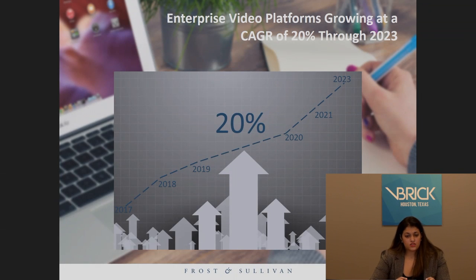We will see this growth largely driven by large enterprises in North America and Western Europe, but Asia Pacific, while it is the smallest market today, is also the fastest growing, and use cases for video are exploding in many of the developed countries in that market.